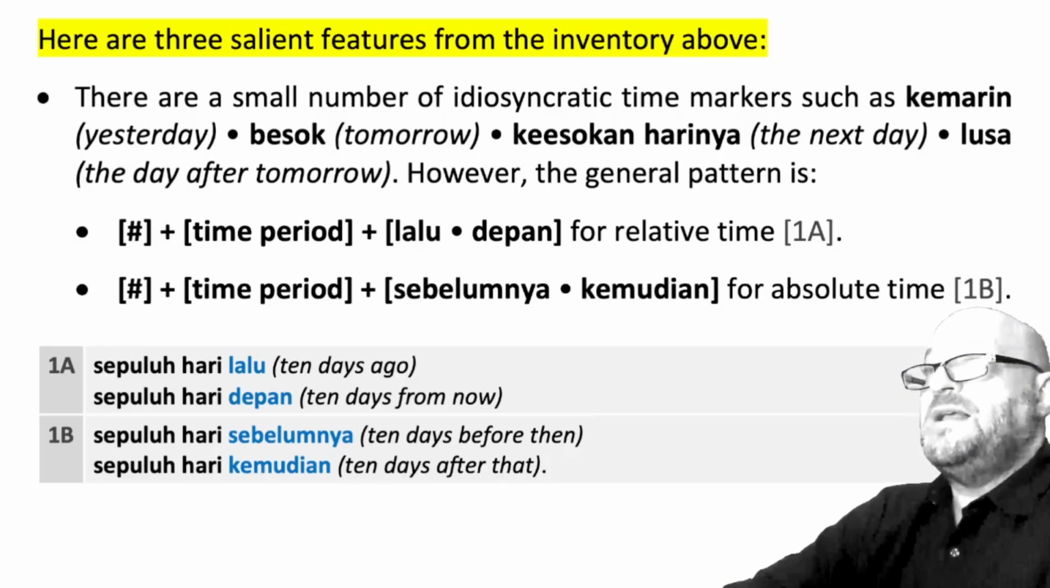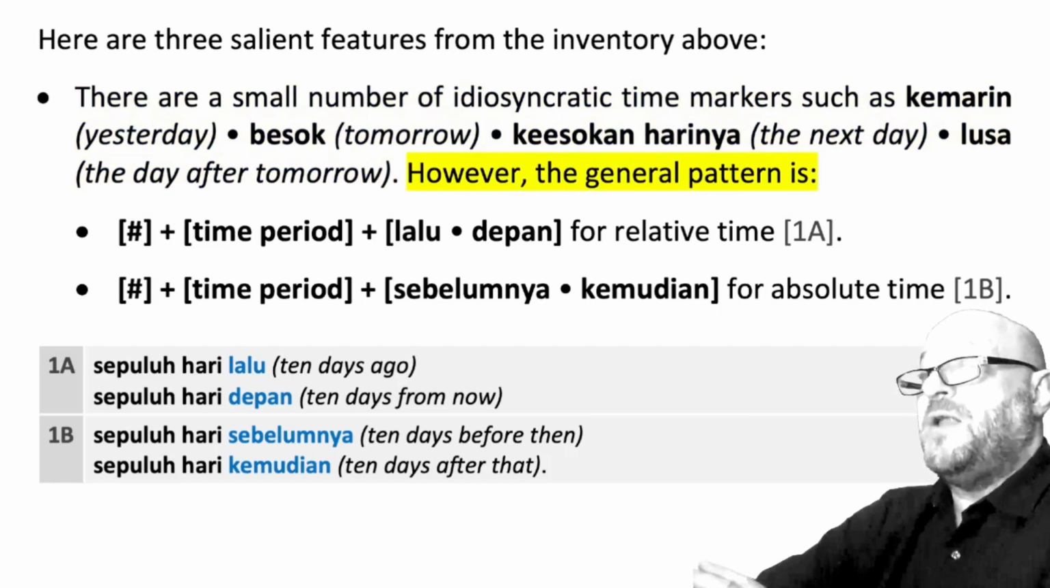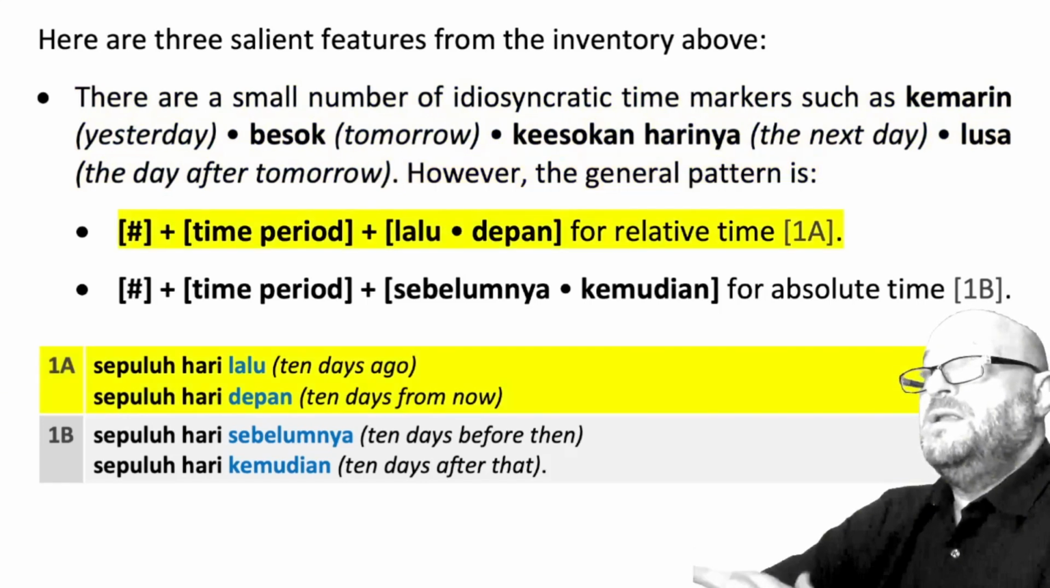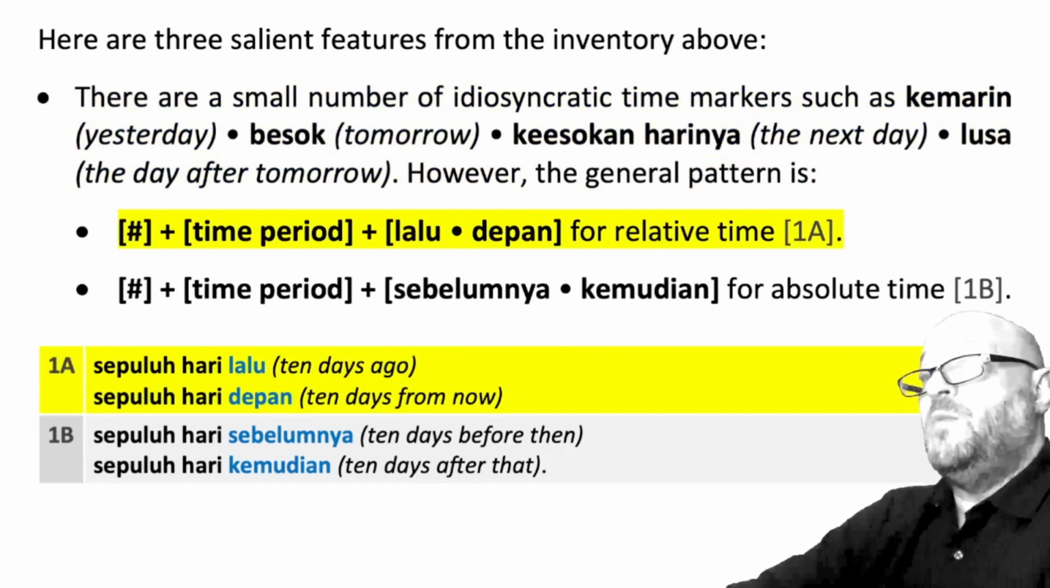Here are 3 salient features from the inventory above. There are a small number of idiosyncratic time markers such as kemarin, yesterday, besok, tomorrow, keesokan harinya, the next day, lusa, the day after tomorrow. However, the general pattern is number plus time period plus lalu or depan for relative time. Example 1a, 10 hari lalu, 10 days ago.